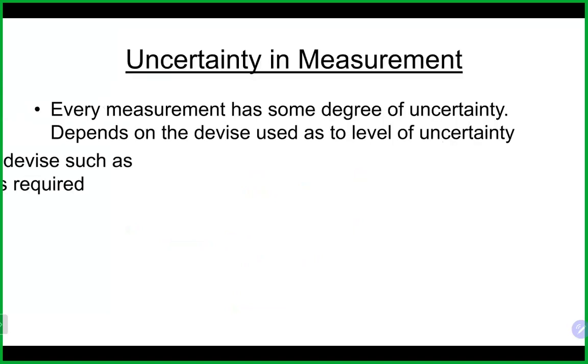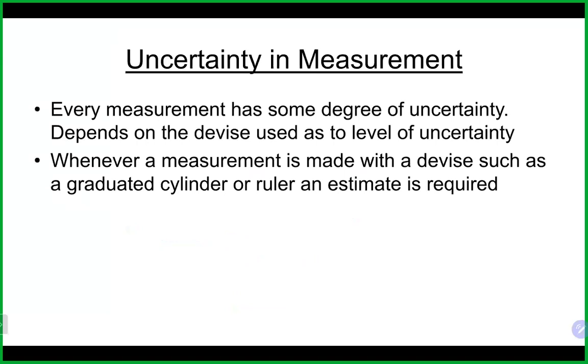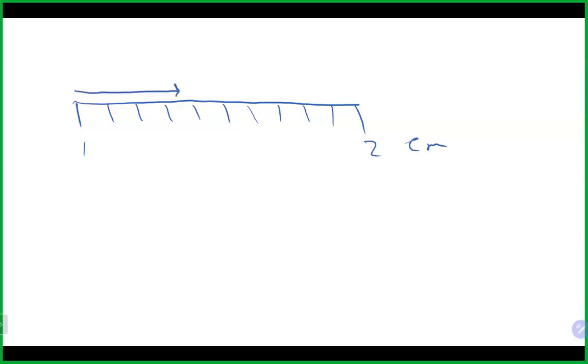So let's talk a little about uncertainty and measurements. And pretty much when you take a measurement, no matter what type of measurement that you take, there's always going to be some degree of uncertainty in that measurement. And the degree of uncertainty does depend on what you're using. So for example, if we take a ruler, I'll call these centimeters, and we'll just pop an arrow right about there.